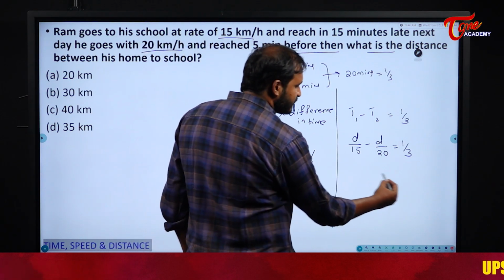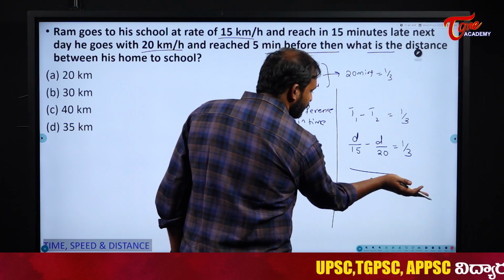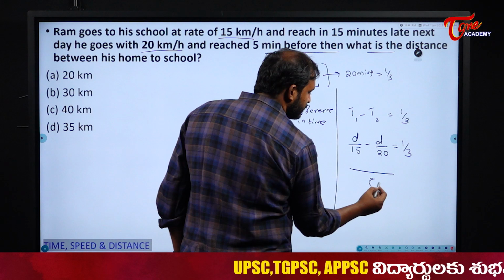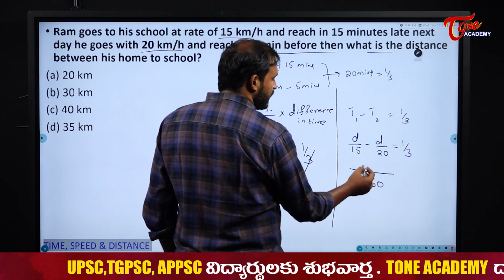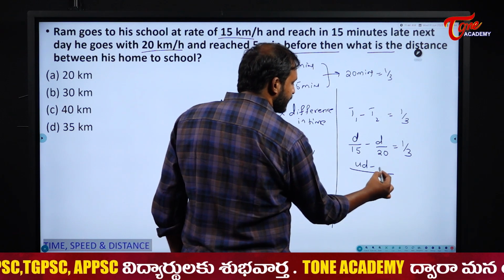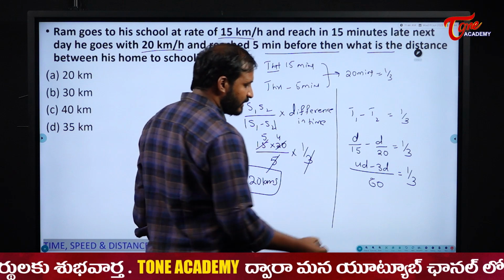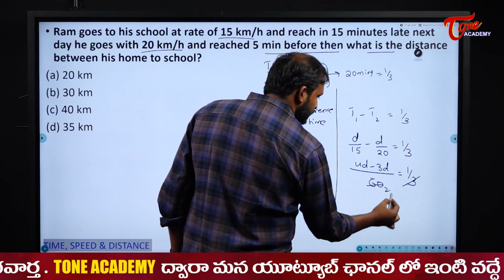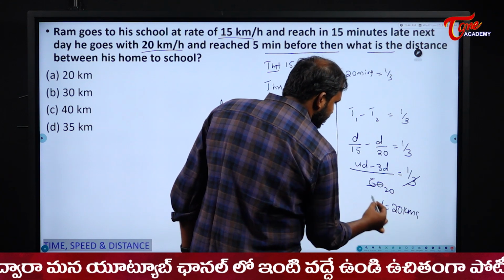What is the LCM of 15 and 20? 60. So what you will get here? 4D minus 3D is equal to 1 by 3. So 3 ones, 3 20s. So D will become 20 kilometers.